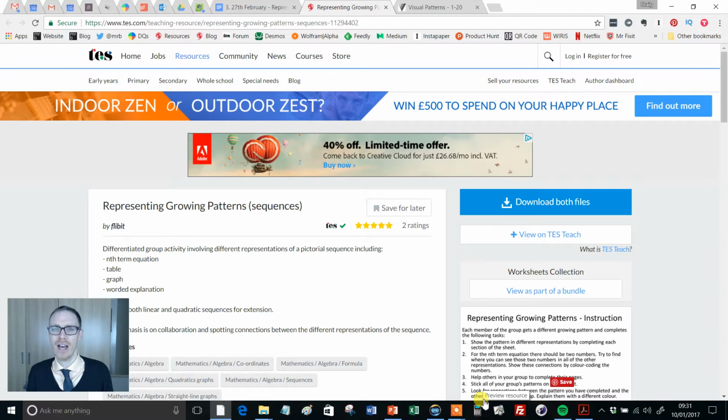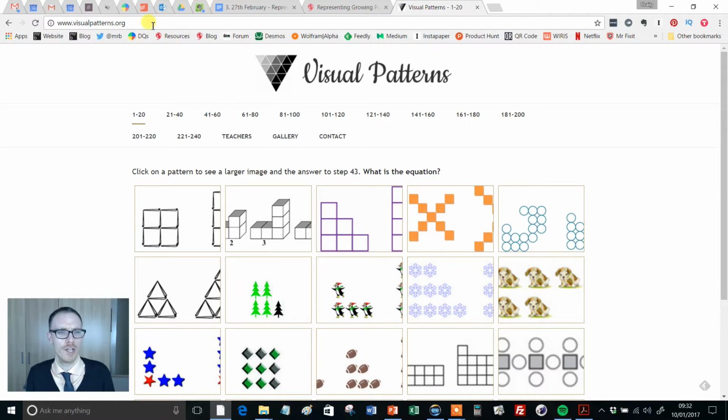What I mean by that is, as opposed to showing kids a sequence that goes 2, 5, 8, 11, 14 and so on, and getting them to realize that that's 3n take 1, it's far better for them if you can show that as a geometric pattern that they can understand and look at and make predictions on and draw the next one, and then start to bring in those algebraic representations later on. So with that in mind, I've often been a fan of the wonderful Visual Patterns website.